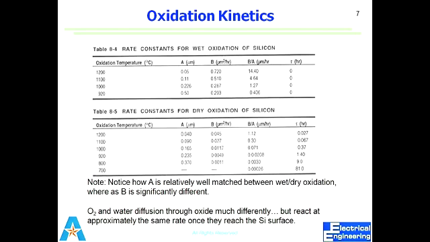Okay, so you have realized from the tables that the higher the temperature, the higher the rate. Secondly, wet oxidation is faster compared to dry oxidation. But the question is why? Why, at high temperature, would the oxidation rate be faster?